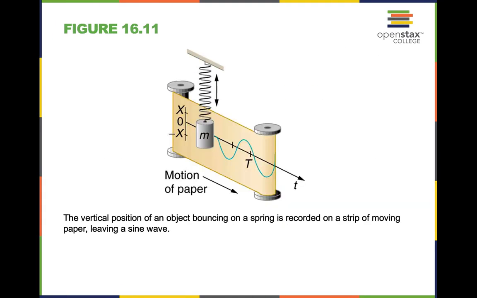So for this figure, we have the vertical position of an object bouncing on a spring recorded on a strip of moving paper, leaving a sine wave. Some of y'all have seen waves before. This will be developed as a sine wave. And this is just this mass coming up and down on this paper.